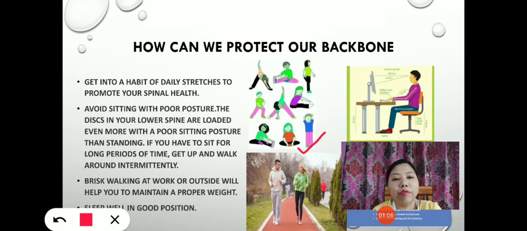If you have to sit for a long period of time, then get up and walk around intermittently. That means you should, in between, get up and walk around, because you should not sit at a stretch for a long time. Here you can see the correct sitting posture. You should keep your backbone straight when you sit. You should not bend, because it is actually hurting the backbone.